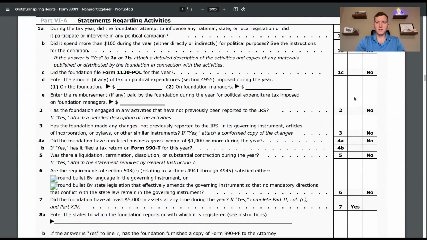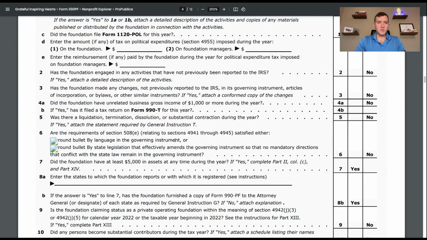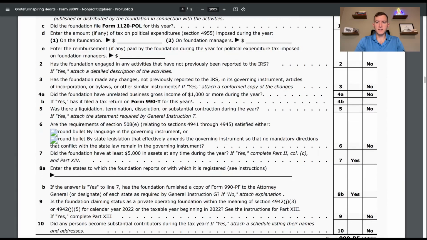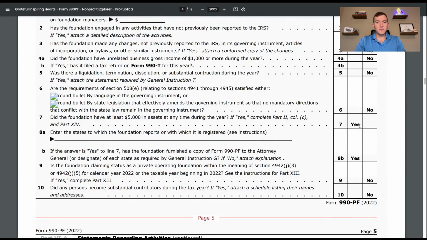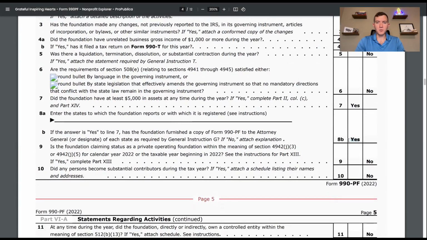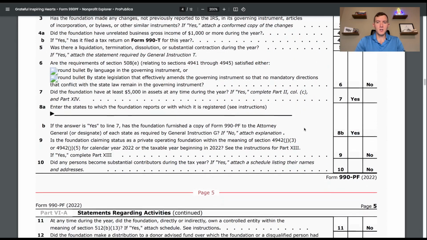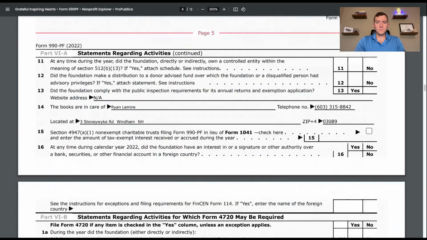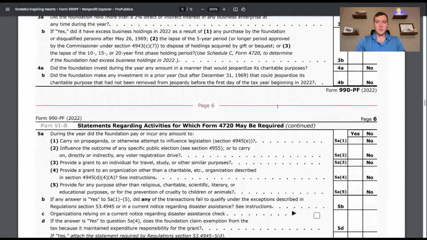Getting into our yeses and nos. Number 6 here, this almost always should be yes, either from the governing instrument, meaning the articles of incorporation or the trust document, or the state has that language in their legislation, which a lot of states do. So this likely should say yes. The foundation did in fact have more than $5,000. So line 7 is yes. As you can see, state is missing, but apparently they gave a copy to the Attorney General. No. Everything else here is pretty good.